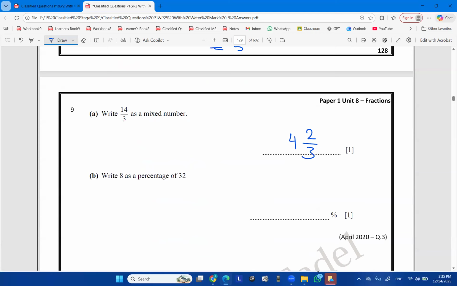Write 8 as a percentage of 32. Okay. They're saying to you, write 8 as a percentage of 32. So 8 over 32, and you multiply by 100, right? 8 over 32, you're going to find if you simplify, it is a quarter. Mister, 8 out of 32 is a quarter, which is 25%. After multiplying it by 100, quarter times 100, so it is 25%.